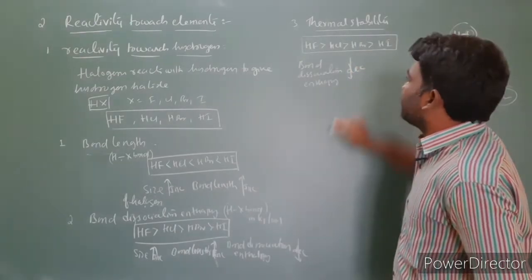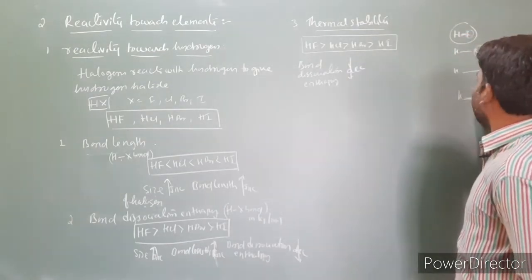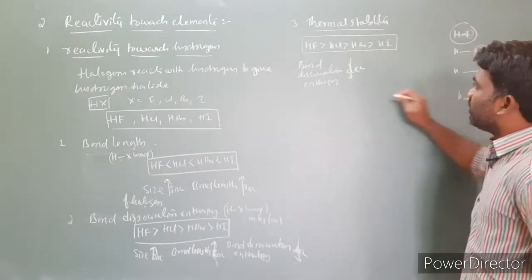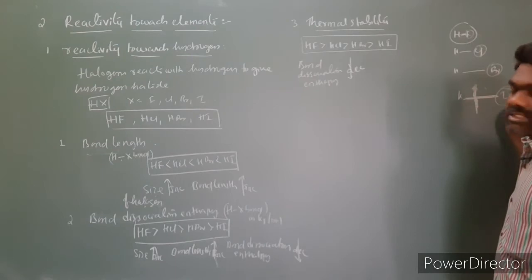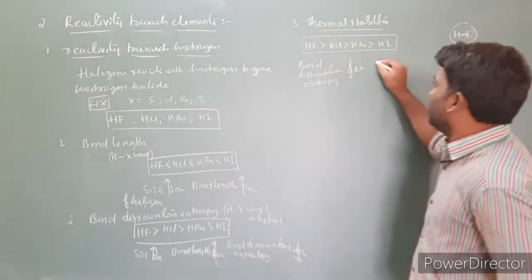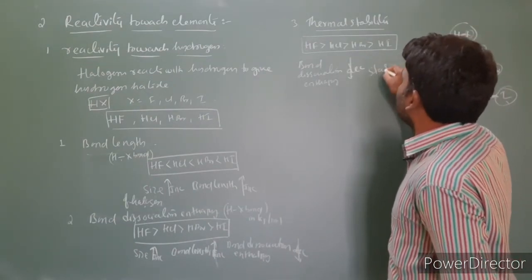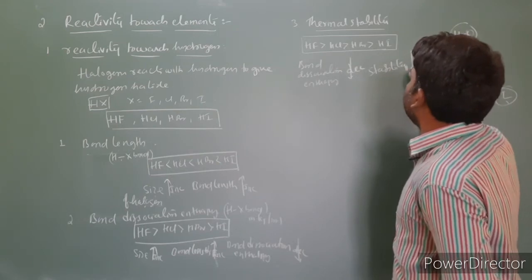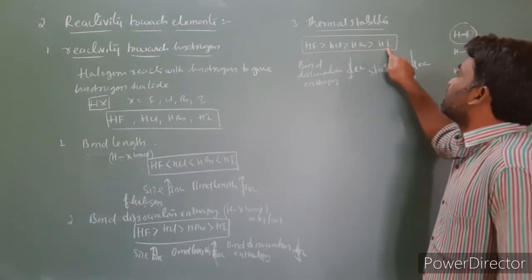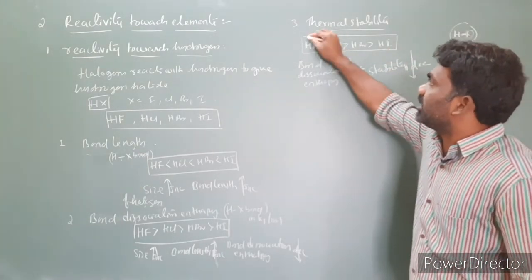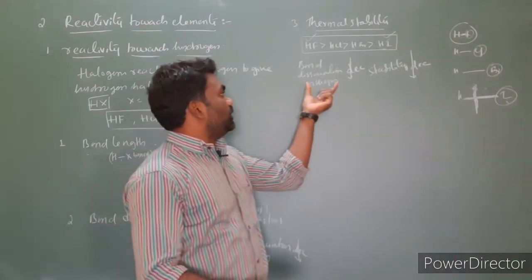Bond dissociation enthalpy decreases from top to bottom, isn't it? This bond requires more energy to break. This bond we can break very easily. So moving from top to bottom, bond dissociation enthalpy decreases. So it is easy to break this bond, which means it is less stable, but it is difficult to break this bond, so it is more stable. From top to bottom, the stability of HF, HCl, HBr, HI decreases. HF is more stable and HI is less stable because of bond dissociation enthalpy.